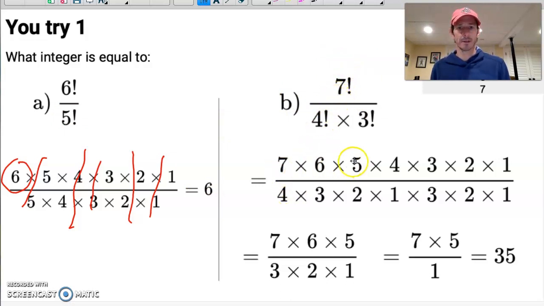That's puzzling. What we can do is go, well, look at these guys. 4, 3, 2, 1. All cancel with 4, 3, 2, 1. So I really just have 7 times 6 times 5 divided by 3 times 2 times 1. And again, fortunately for me, 3 times 2 times 1 actually equals 6. So I just have 7 times 5, which is 35. All right, that's your try just playing around with the factorial function.